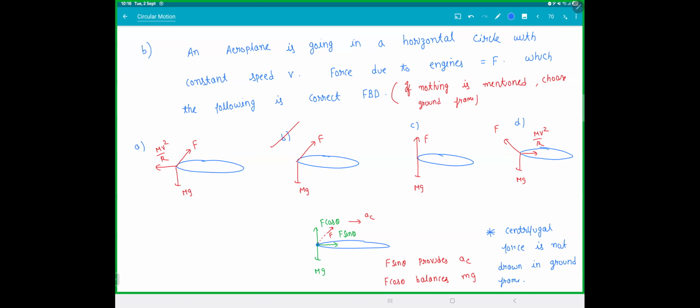If they say observer standing on the rotating frame, then the answer would be A. Then they will tell you specifically: solve the problem, find the FBD in the rotating frame. If they don't use any words like that, you just do it in the ground frame. Not only this question, any question. Find the acceleration of the block. Ground frame. If it doesn't tell you anything, you don't assume it is going with some frame.